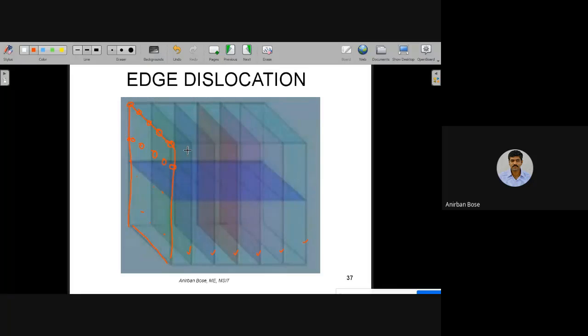So instead of this atomic arrangement or the crystal structure, to make a good visualization, we are assuming these vertical planes, and always we will keep in our mind that actually atoms are arranged in these vertical planes, and we are looking at these vertical planes or the horizontal planes as and when required. So first we'll try to understand what is edge dislocation.